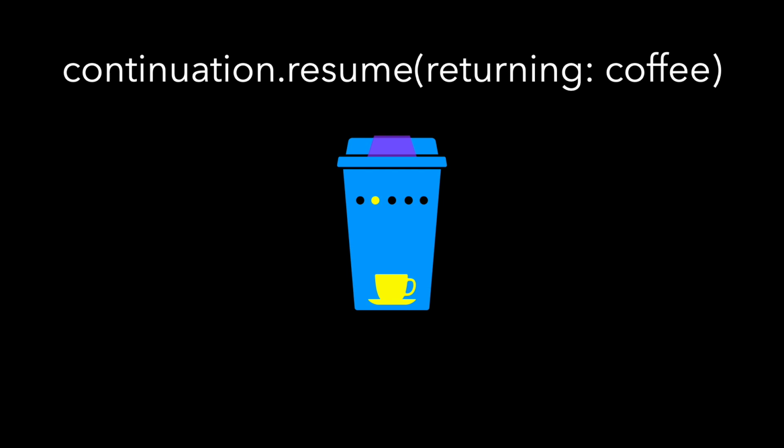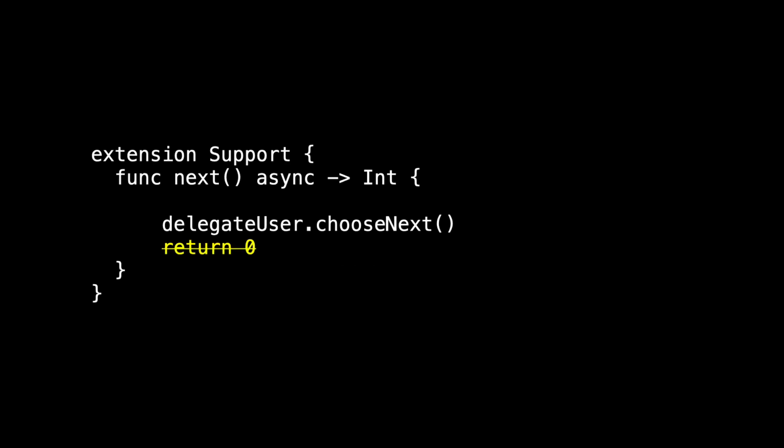Now, of course, like any metaphor, there are flaws in this one, but let's write the code and it's going to help point us in certain directions. Here's the next method as it currently stands. It's this asynchronous method that calls the delegate user's ChooseNext, and then it returns 0. Let's eliminate the return 0 because that's not really helpful to us. We actually want to return the real number back.